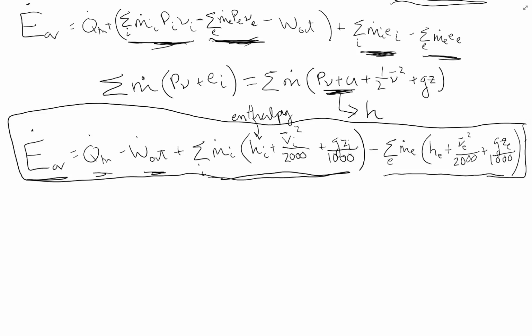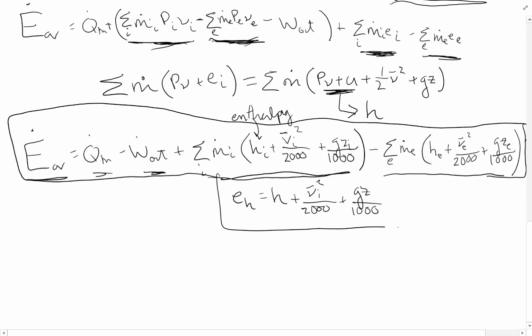And one other thing that I'll note is that, just to abbreviate this and have a shorthand, oftentimes I'll write E sub H, which I'll call the flow energy, and that's equal to the enthalpy plus the kinetic energy plus the potential energy. And that's just so that I don't have to keep writing all these terms all the time.